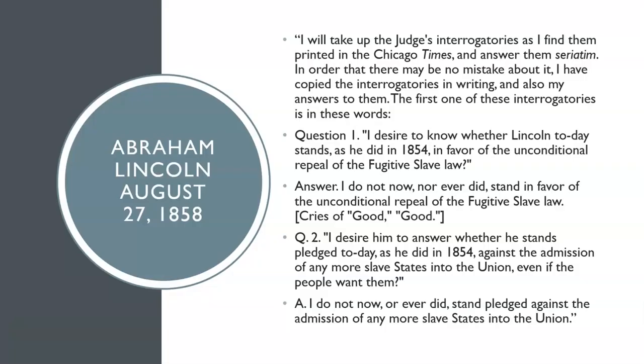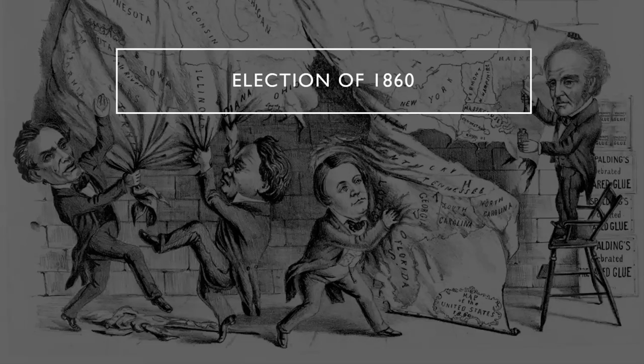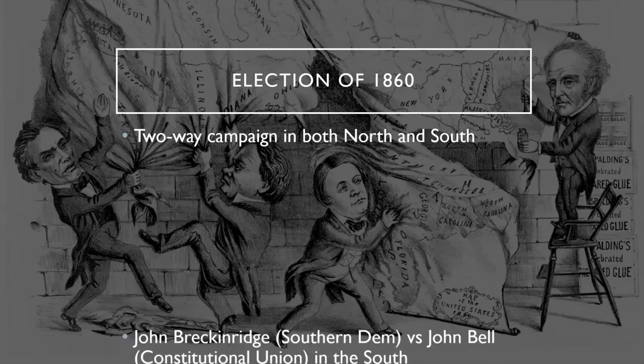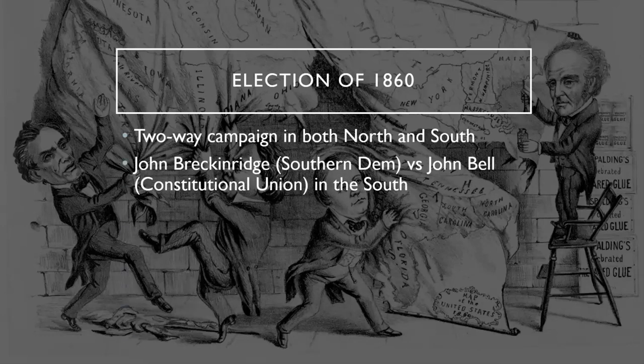Well, Abraham Lincoln loses this. He loses to Douglas. Douglas becomes a senator of Illinois. Abraham Lincoln has to return to his practice. But when it comes time for the election of 1860, we'll see that Abraham Lincoln will become the candidate for the Republican Party. We'll see in 1860 a very divided country and even divided political parties.